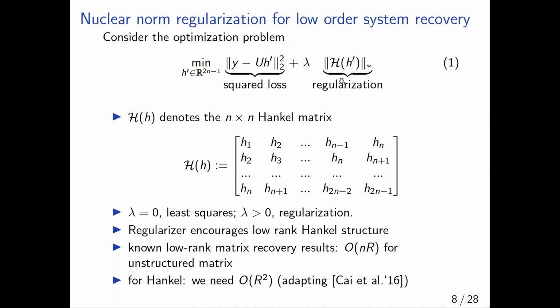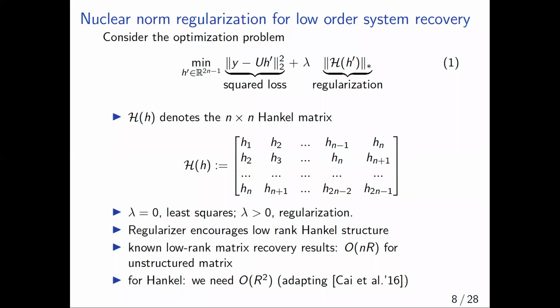So remember that H of A is like this, and it uses impulse responses up to 2n minus 1. Known low rank matrix recovery results are, for example, order of n times R if you have random Gaussian measurements of a general rank R matrix, an unstructured matrix. But if we have a Hankel matrix, the Hankel structure allows us to use a lot fewer samples to recover it, and this would be order R squared. This by itself can be shown by adapting a result from the Kai paper that I cited earlier. So we will use this in the result that we will obtain. It's important to point out that it's a low rank matrix recovery problem, but because of the Hankel structure, we have a lot less sample complexity.